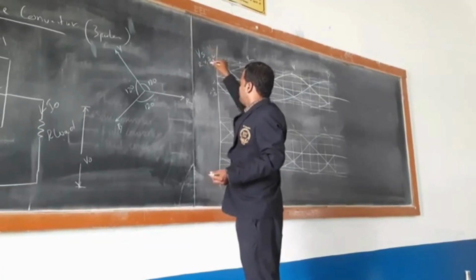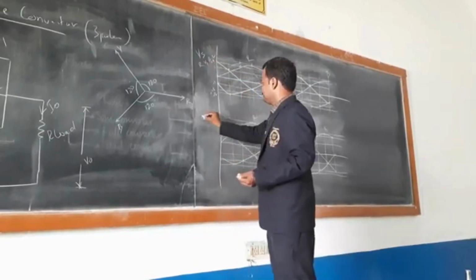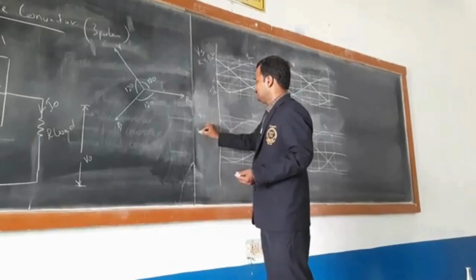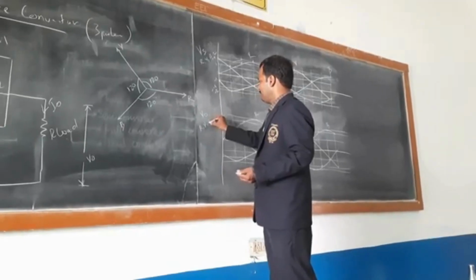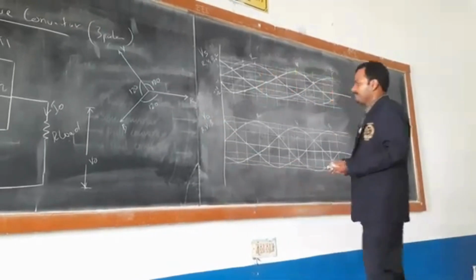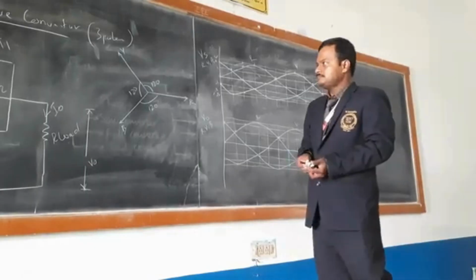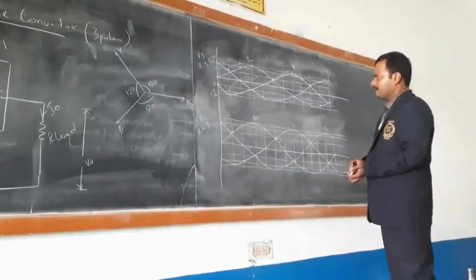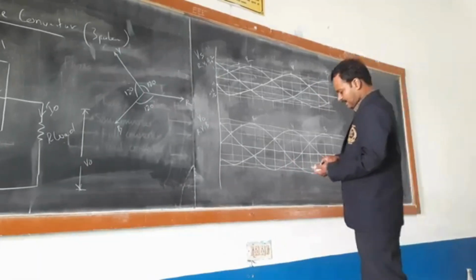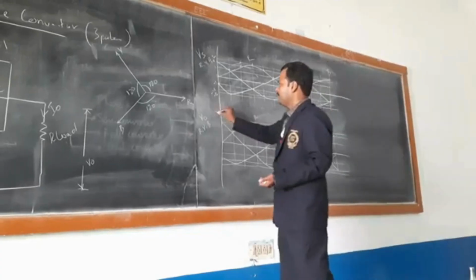This is V naught, the output voltage. For that we need to give the firing angle. The firing angle we are going to consider as alpha. Alpha is the firing angle.